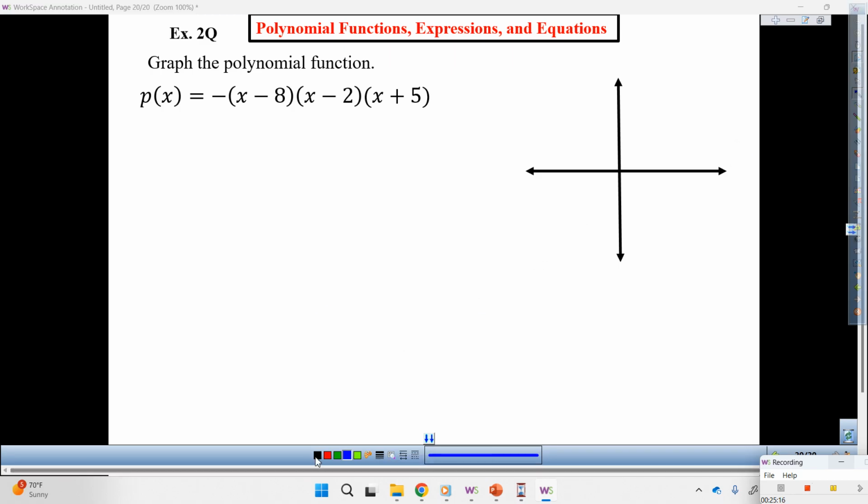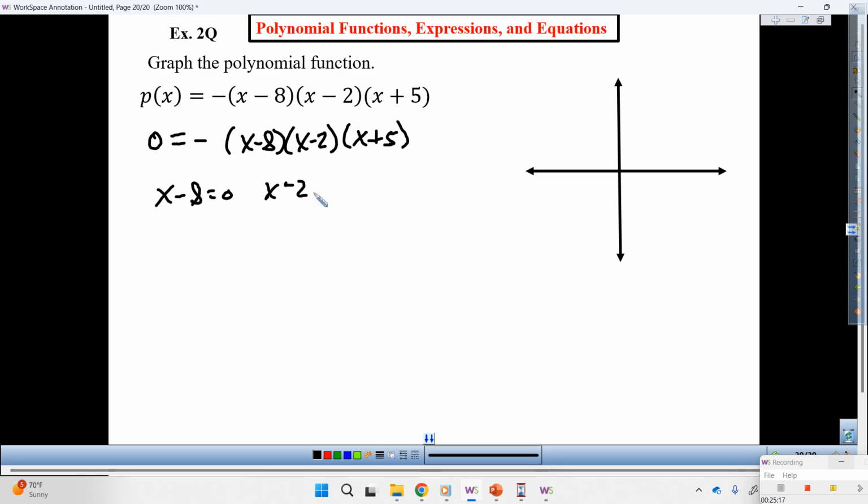All right, here we go. Is it in factored form? Yes, Mr. Q. Set it equal to 0: negative (x minus 8)(x minus 2)(x plus 5). Set each factor equal to 0: x minus 8 equals 0, x minus 2 equals 0, x plus 5 equals 0. Solve.